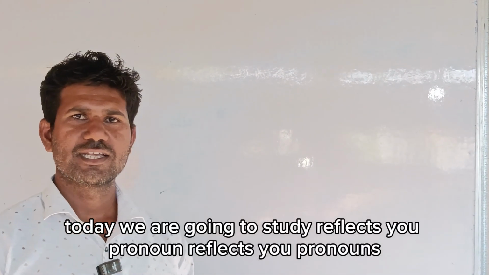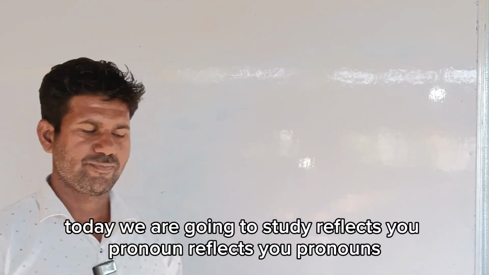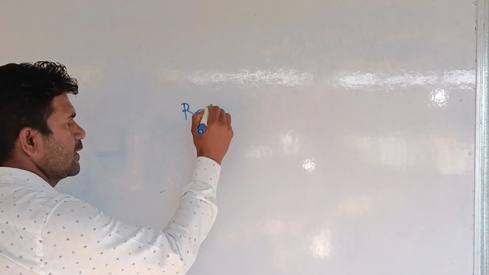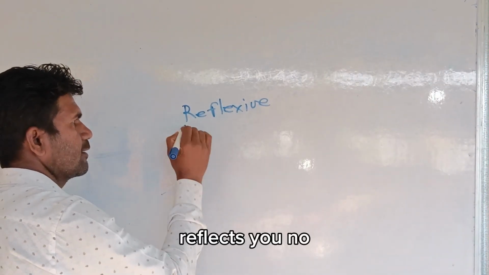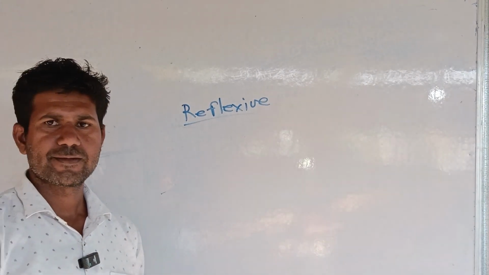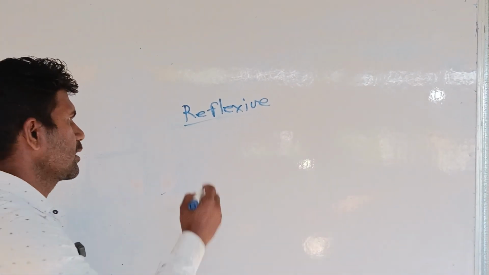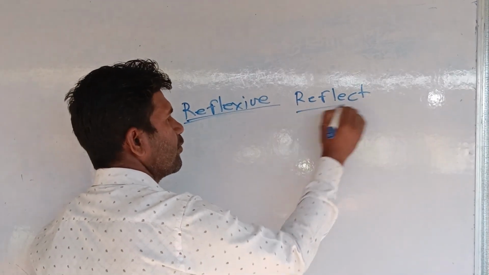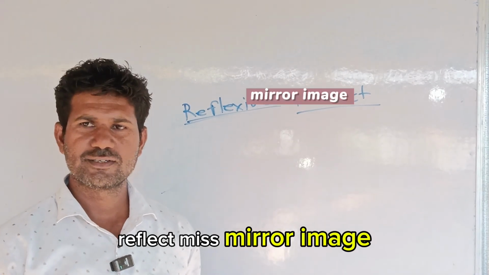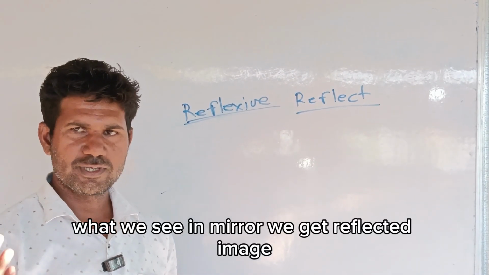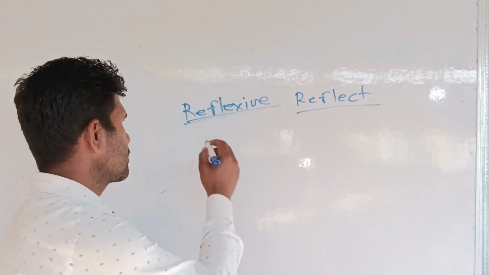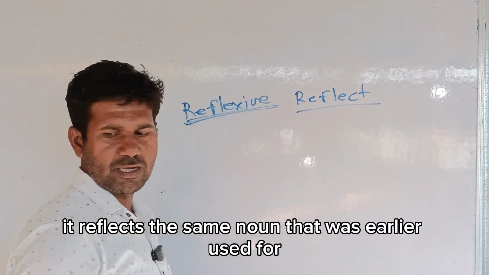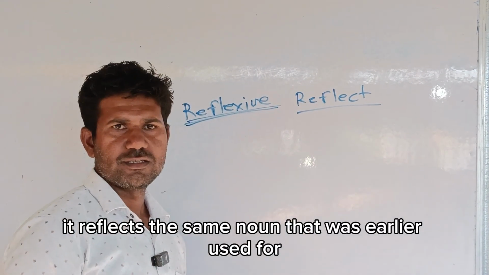Today we are going to study reflexive pronouns. Now, what does reflexive mean? Reflect. Reflect means mirror image. What we see in a mirror, we get as a reflected image. So, reflexive pronouns work in the same way. They reflect the same noun that was used earlier.